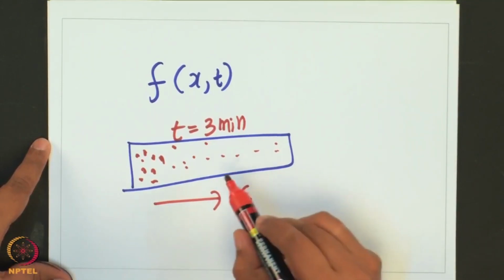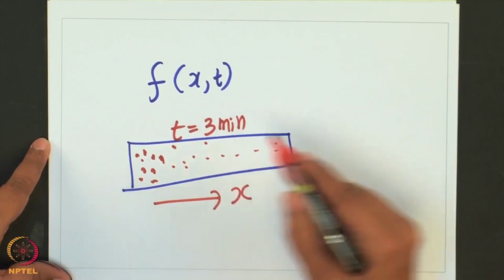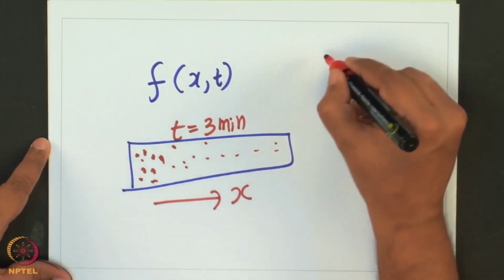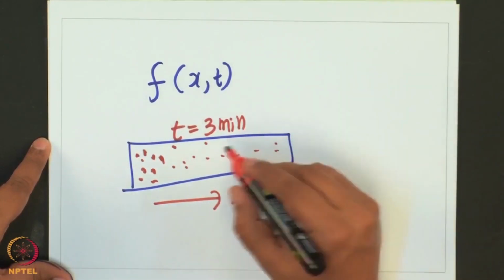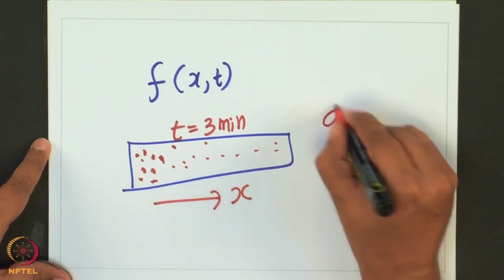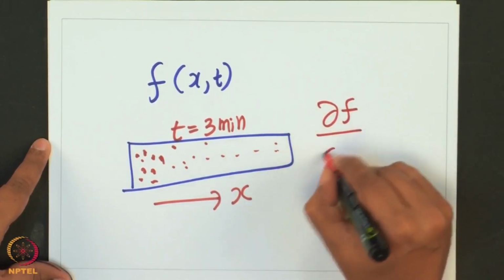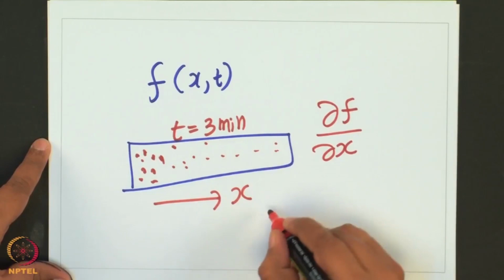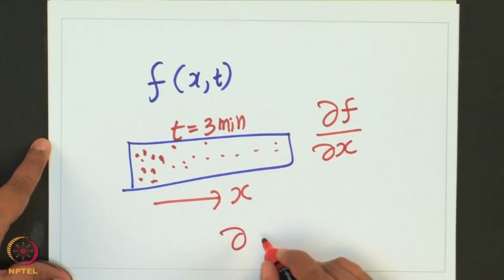Writing this mathematically, if I write df by dx, it will be wrong. The way to write this is del f by del x. This symbol is called the partial derivative.